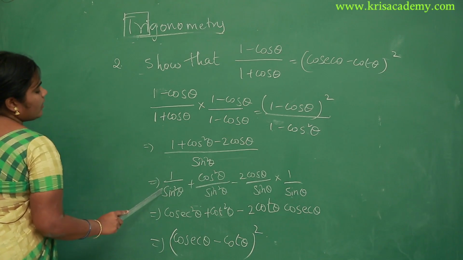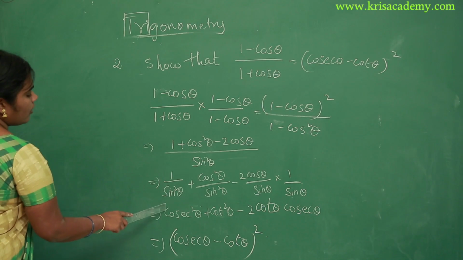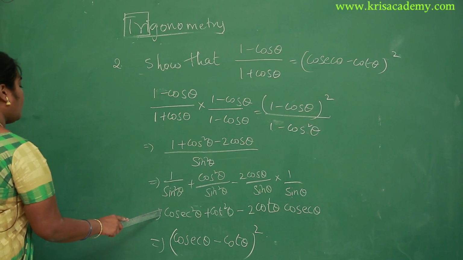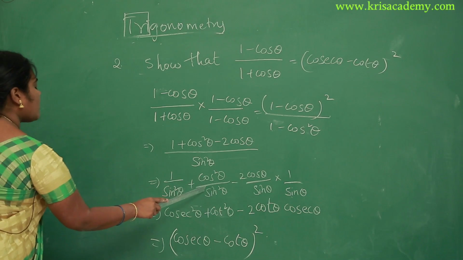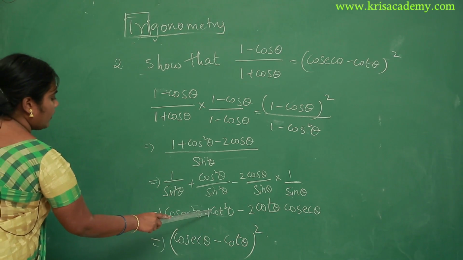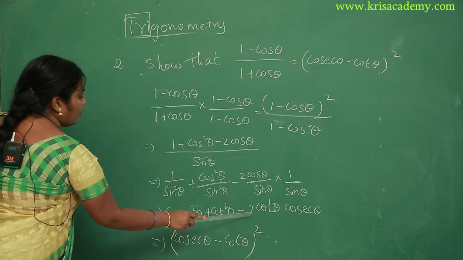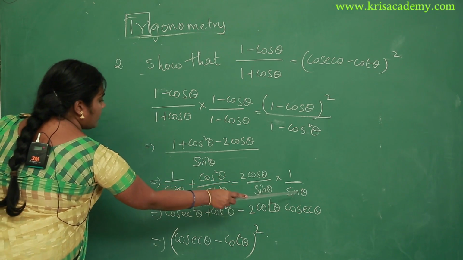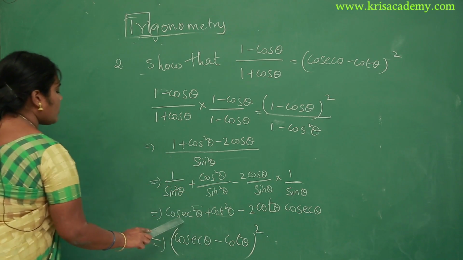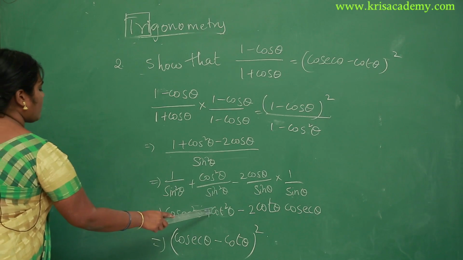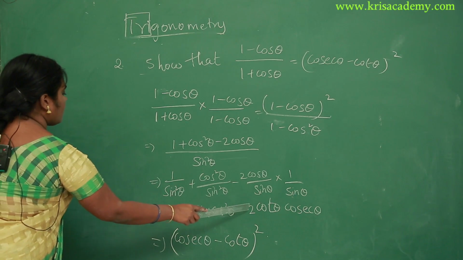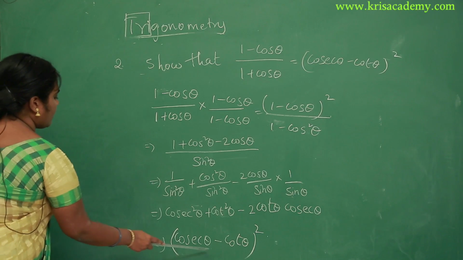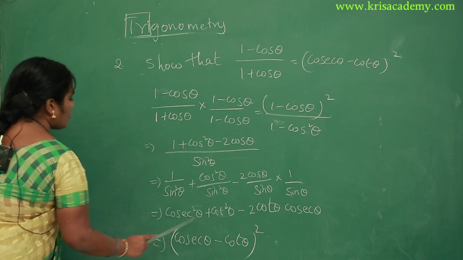Now sin theta is a reciprocal of cosecant. So 1 by sin square theta is cosecant square theta. Cos square by sin square theta is cot square theta, minus 2 into cos by sin is cot, 1 by sin is cosecant. So now this is looking like a square plus b square minus 2ab. So we can write it as (cosecant theta minus cot theta) whole square.